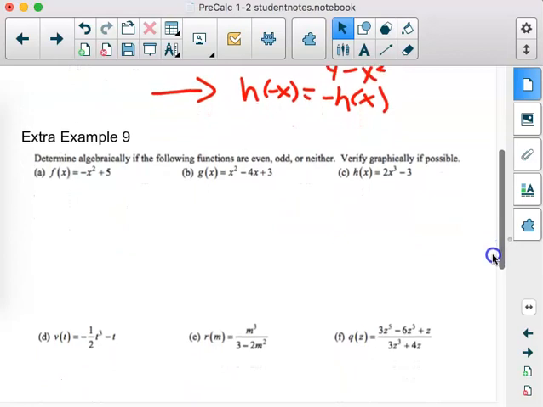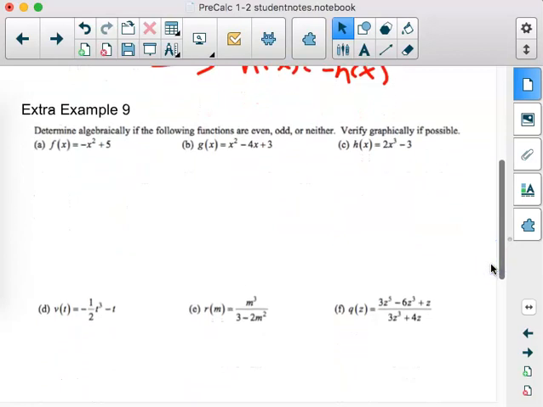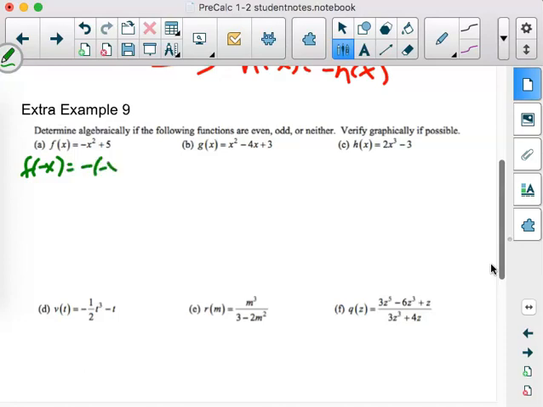So now, we have lots of extra examples here for even and odd. Let's see what we can get through. Extra example 9. Determine algebraically if the following functions are even, odd, or neither. We're not even going to bother verifying graphically. If you want to do that, feel free. But what I need to look at is what happens when I put a negative in there. What's going to happen? So this would be the negative of negative x squared plus 5.